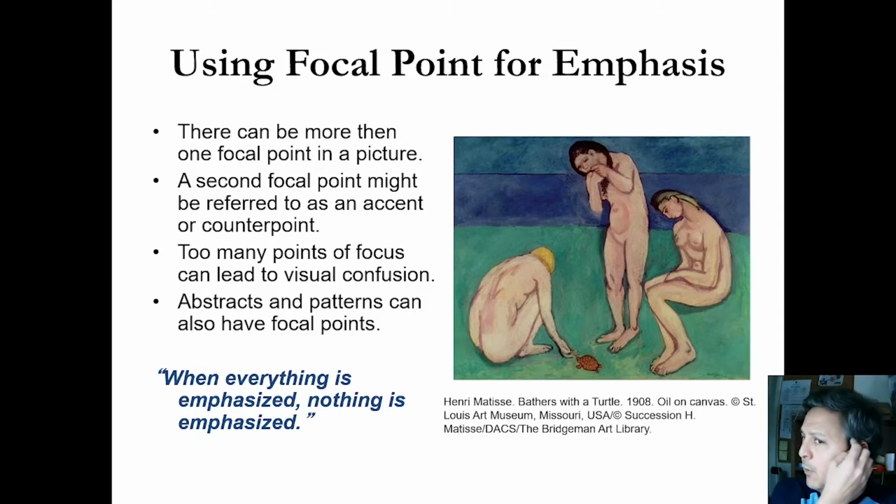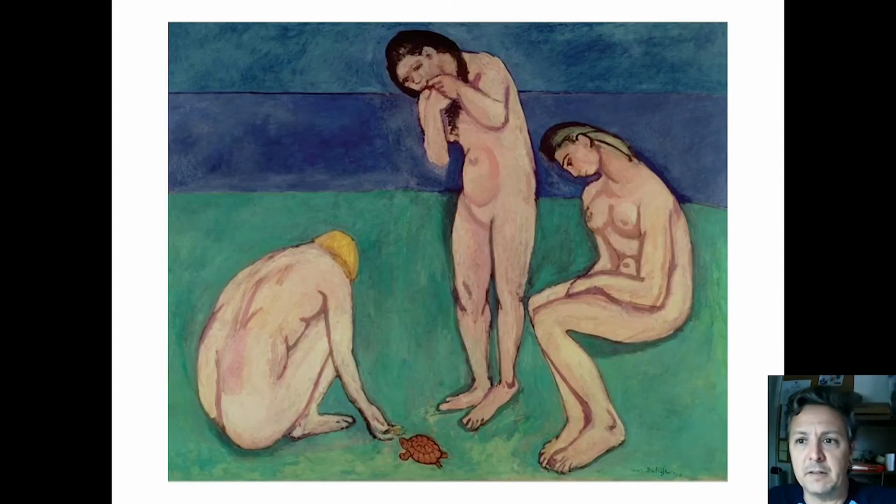So, here we have where you can have more than one focal point. Let's look at Henri Matisse's painting here. He always does some strange paintings. Towards the end of his life, he did some very nice collage paper cutouts. But somewhere in the middle, he did some strange ones. But here we have 3 figures and a turtle. And you almost don't know it, but the main focus here is the turtle.